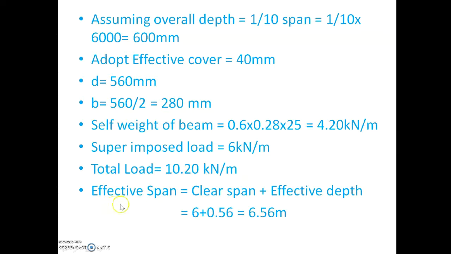Then calculate the effective span, that is effective span is equal to clear span plus effective depth. The clear span is 6 meters, which is already given in the problem, and the effective depth is 0.56 meters, so we will get 6.56 meters. In this case the support thickness is not given, that's why we are considering only this one equation. If the support thickness is given, we have to calculate another one also, that is center to center of supports. In this case that is not given, so we are considering the same one.